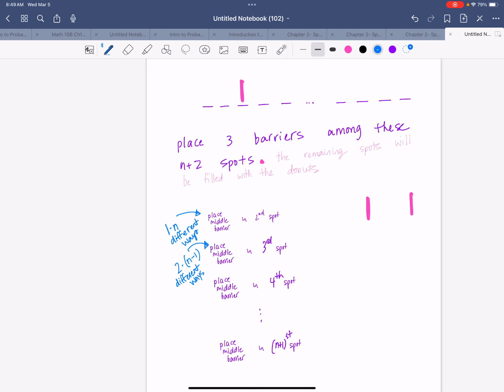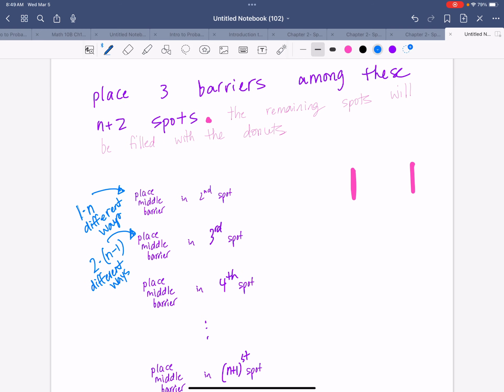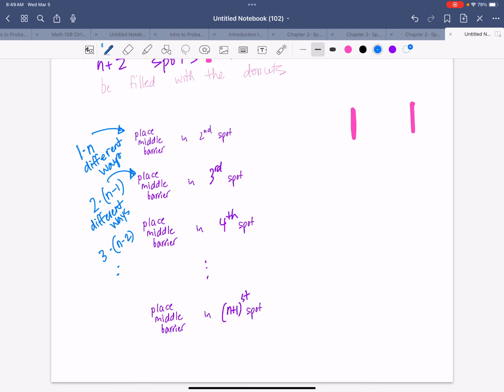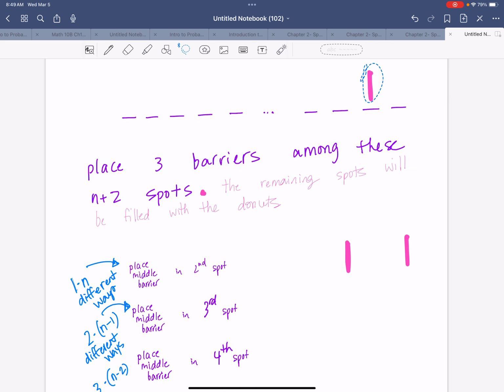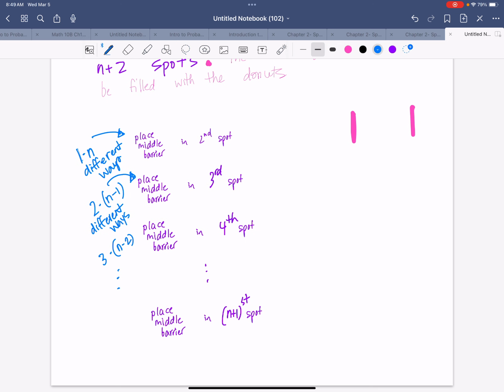For the fourth one, you get the idea, right? We see a pattern here. It'll be 3 times n minus 2, because you have 3 options for placing the first one to the left, and you have n minus 2 options for placing the last one to the right. And then how many different ways can you place the middle barrier here? Well, now you have n times 1, okay? So here it'll be n times 1 different ways.